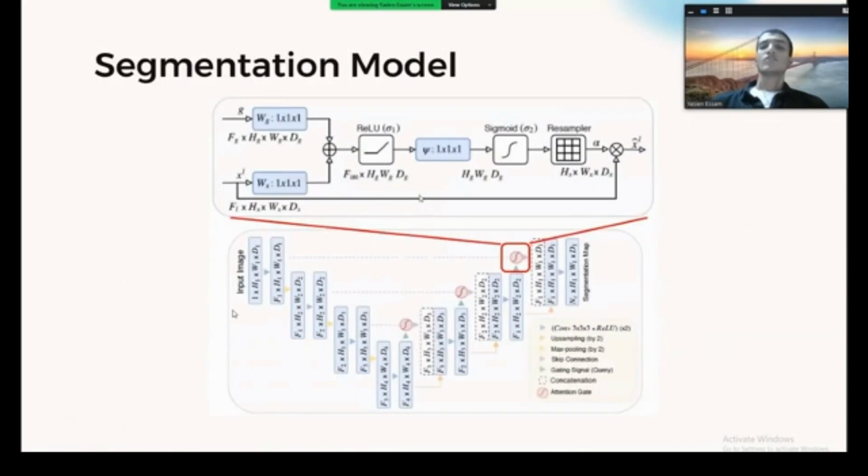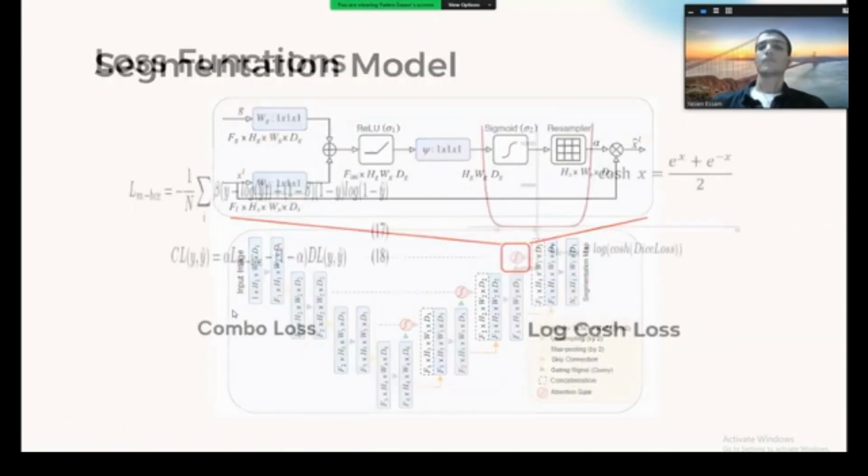This is the architecture of the attention UNet. As you can see, it's basically a UNet with attention gates, which will help us to get spatial information from the ultrasound images, as they have a very complex structure. So it will help us to pay attention to the region of interest that we want in the image.